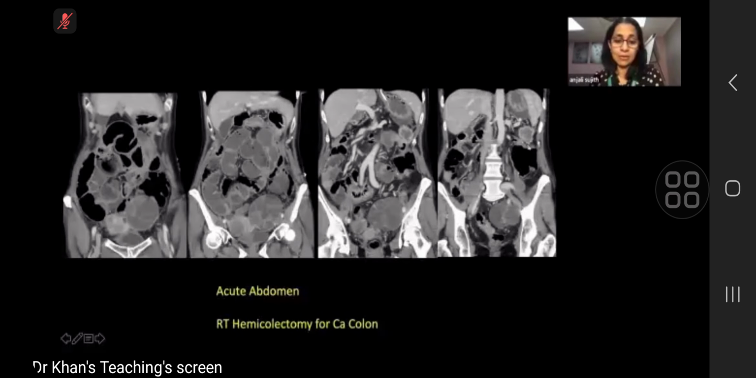Patient has history of CA colon for which right hemicolectomy was done. Now presents with acute abdomen. So I've given you serial coronal sequence portal venous phase.